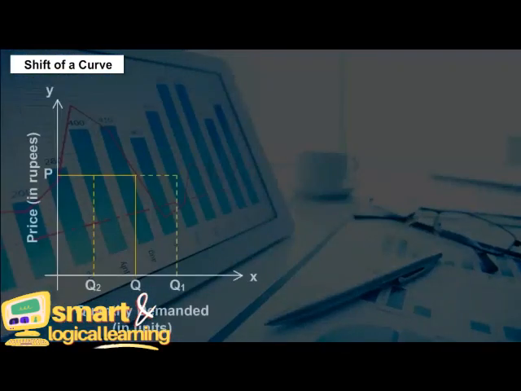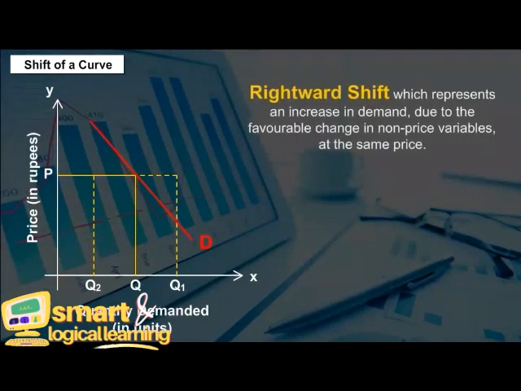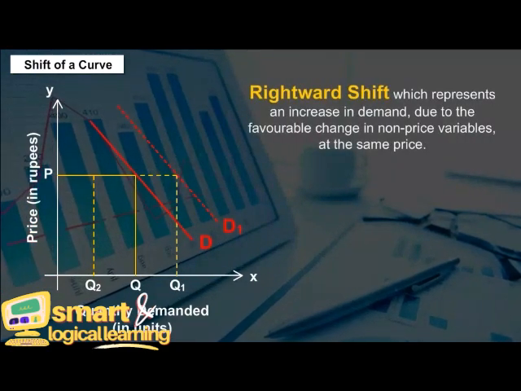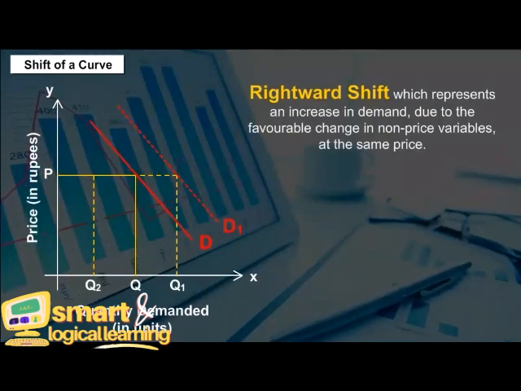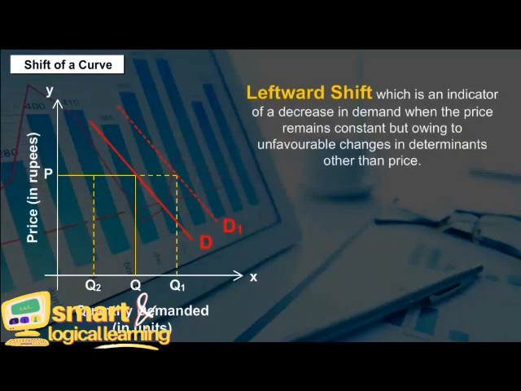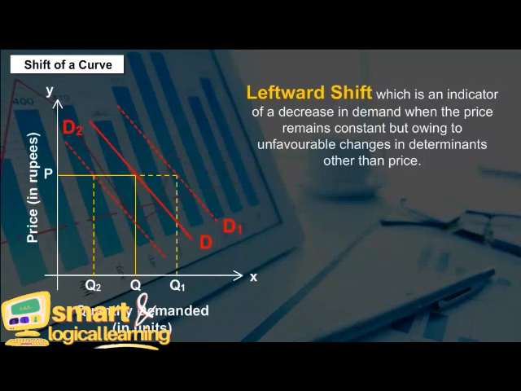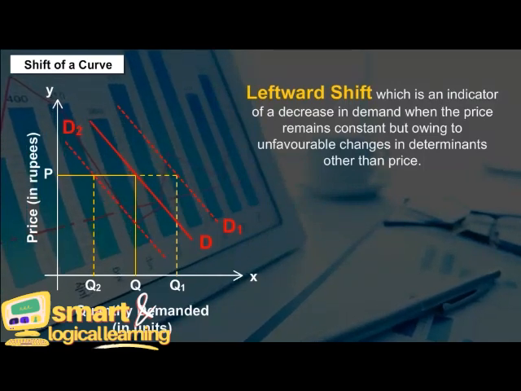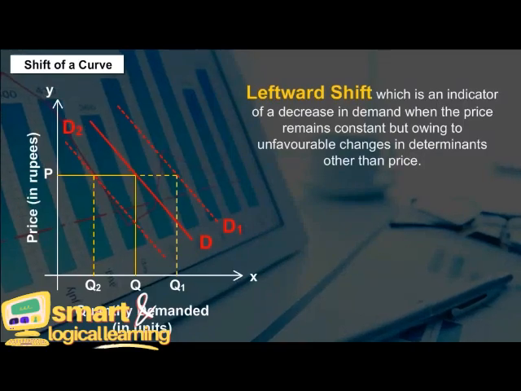The demand curve shifts to either of two sides. 1. Rightward shift, which represents an increase in demand due to a favorable change in non-price variables at the same price. 2. Leftward shift, which is an indicator of a decrease in demand when the price remains constant but owing to unfavorable changes in determinants other than price.